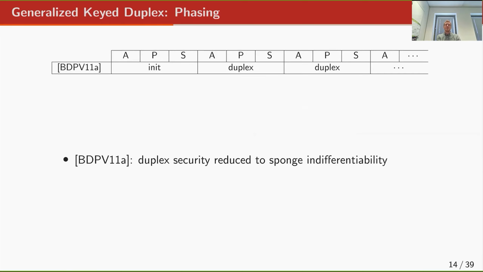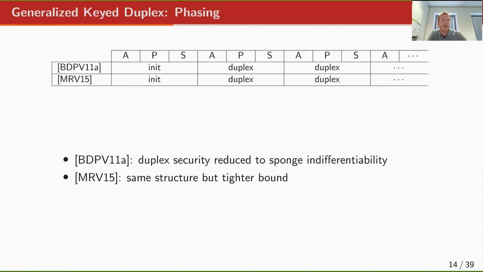But this also gave the attacker a lot of power because this was a blockwise adaptive proof. So the attacker can do absorb, permute, squeeze. It gets the output, and the next absorb could depend on the previous squeeze. So this gave the attacker a lot of power, which it doesn't always have in applications. And this also gave it a more complex proof.